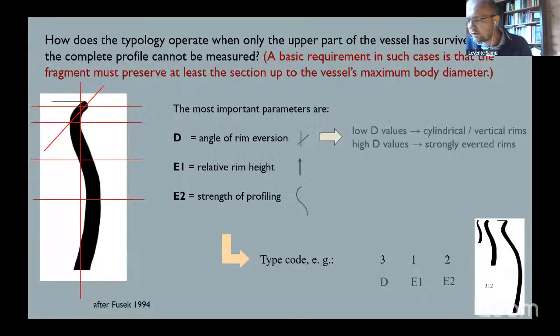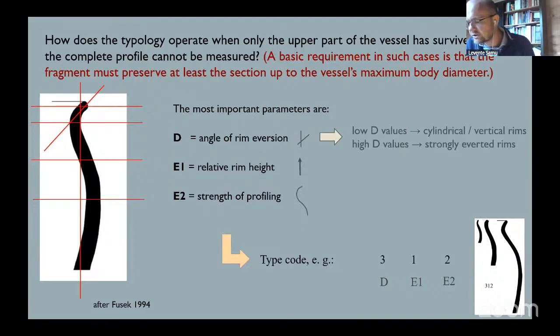If only the upper part of the vessel is reconstructable, the system still allows a typological classification based on measurable features of the preserved profile. A basic requirement is that the fragment preserves at least the section reaching the vessel's maximum body diameter. The most important parameters are the angle of rim eversion, marked with D, the relative rim height E1, and the strength of profiling E2, which together determine the typological code.